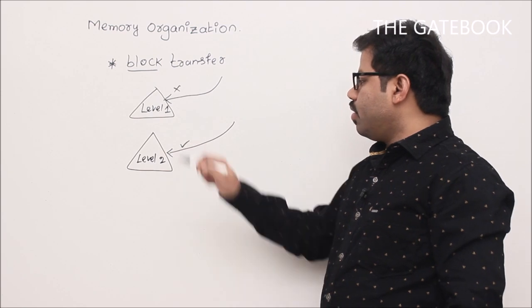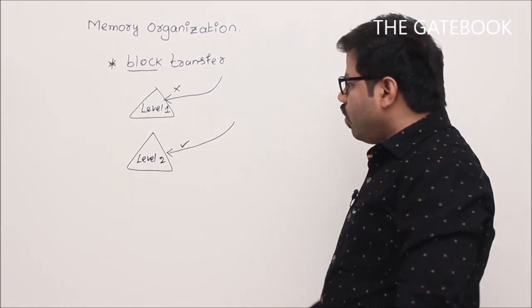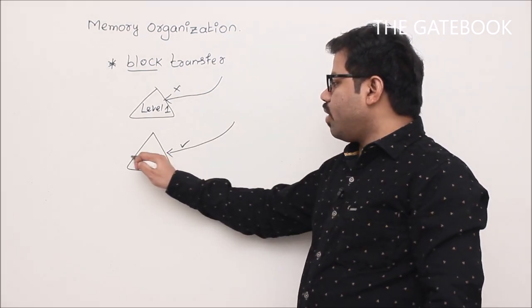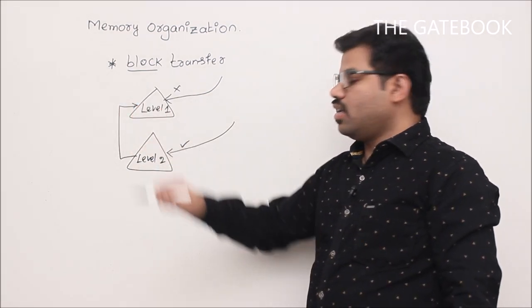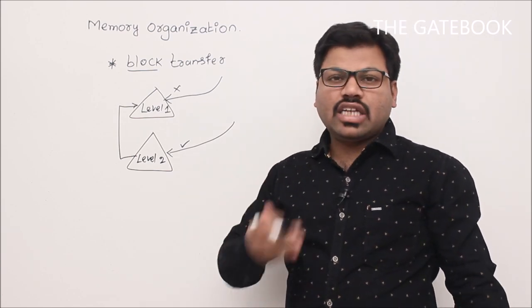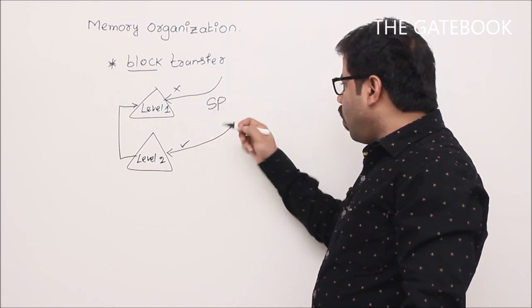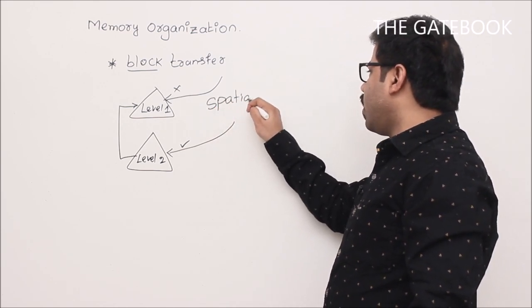But it is available. I am talking about this case, okay? So in this case, you will be transferring the data from level 2 to level 1, right? I said that. But rather than transferring only that data, you transfer more. Why? So that we can exploit this concept called spatial locality, right?